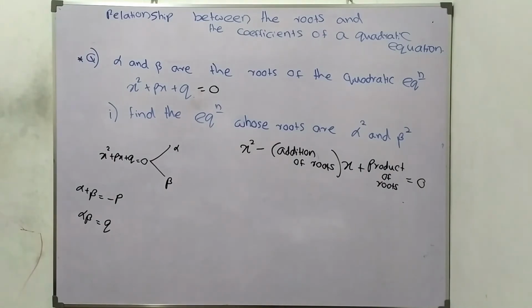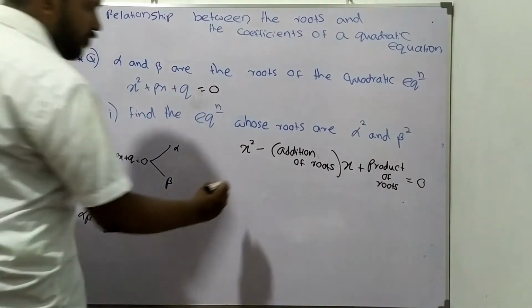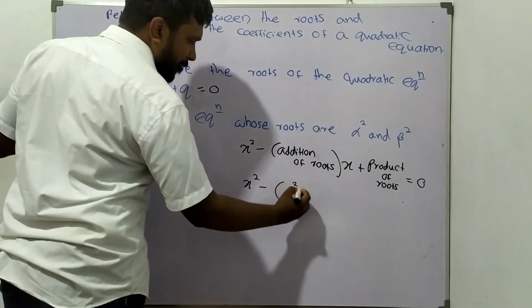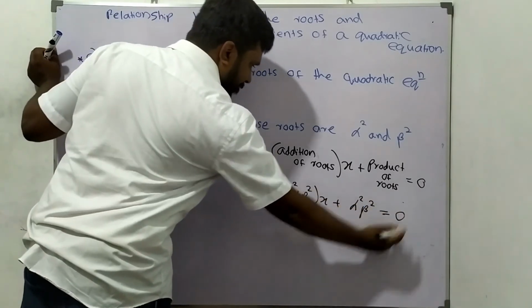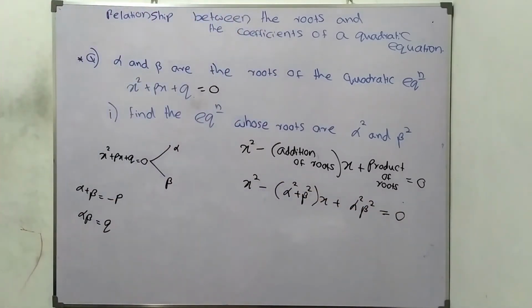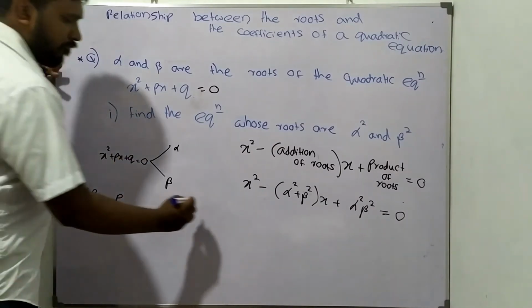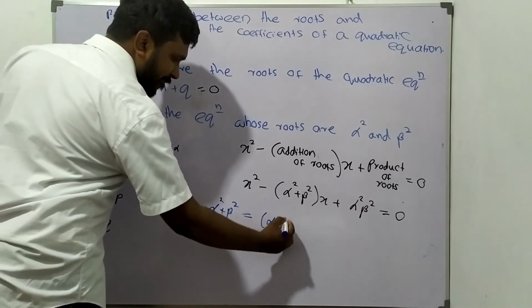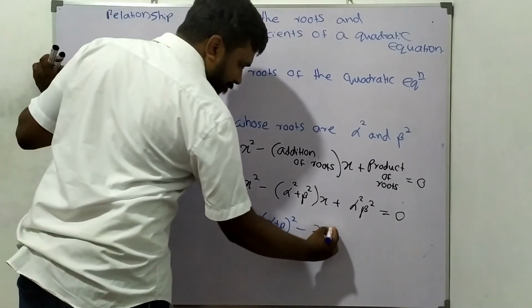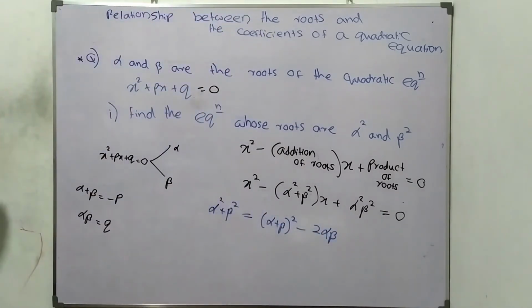Because, can you remember, it's minus b over a, the addition of the roots, and c over a means the product of the roots. So then you can write it like x squared minus (alpha squared plus beta squared) x plus alpha squared beta squared equals 0. So we have to find this alpha squared plus beta squared using our alpha beta addition and alpha beta product. Alpha squared plus beta squared is equal to alpha plus beta whole thing squared minus 2 alpha beta.